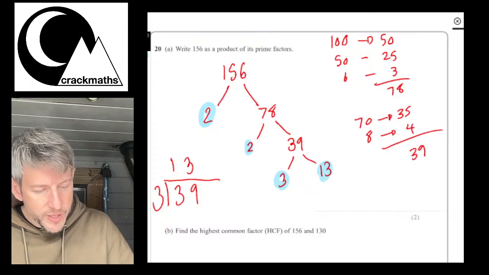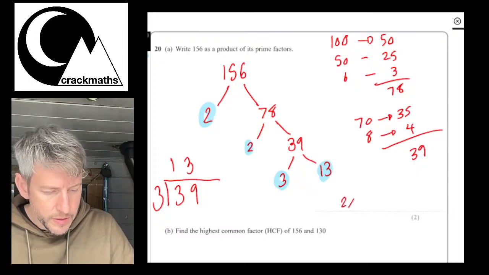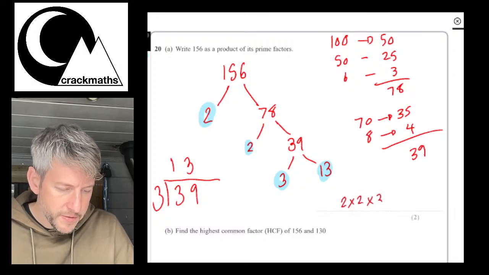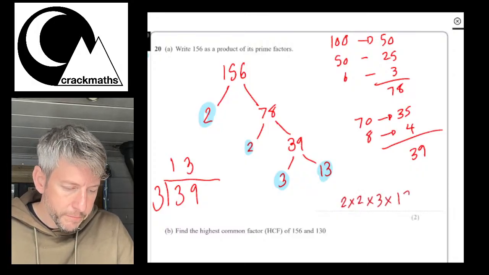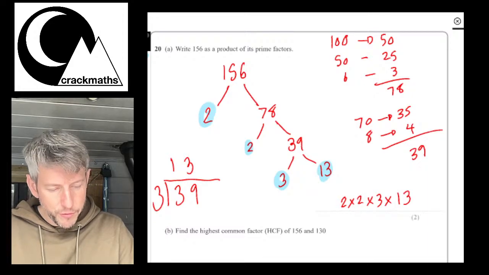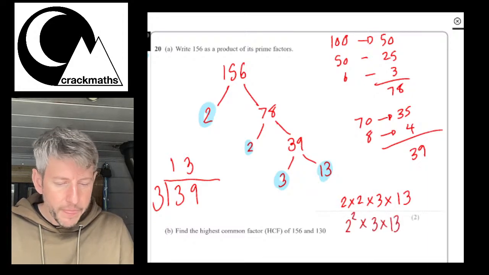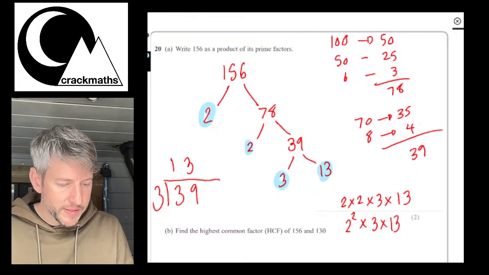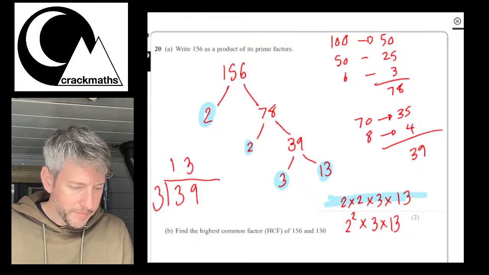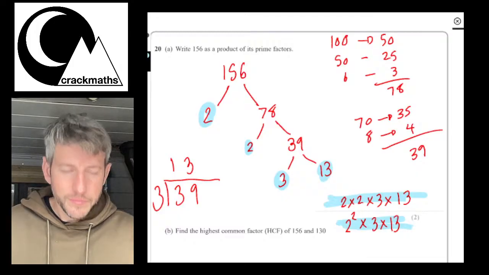So all we now need to do is write this out like this: 2 times 2 times 3 times 13. Or if you wanted to show off, you could write it as 2 squared times 3 times 13. But both of these are acceptable answers. So this is fine, and this is fine here.